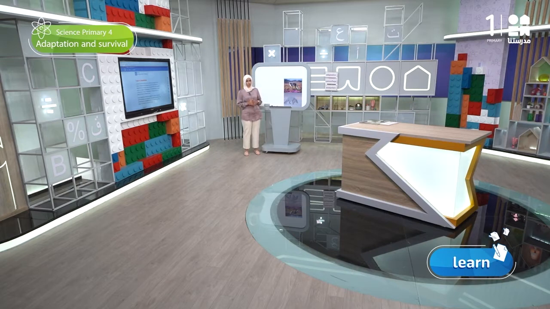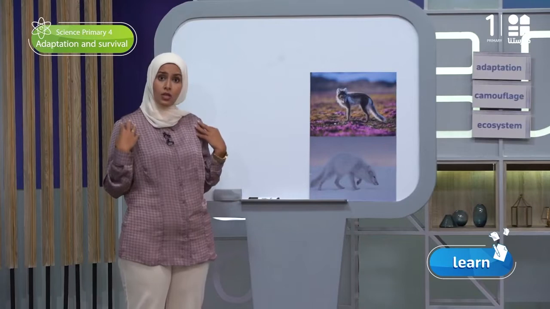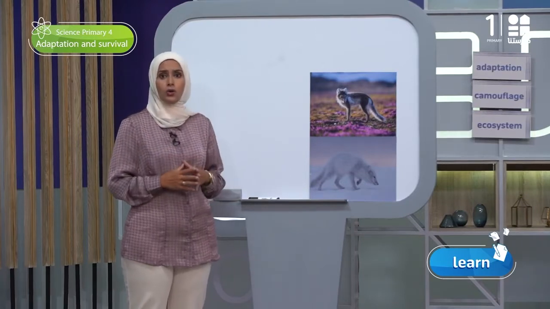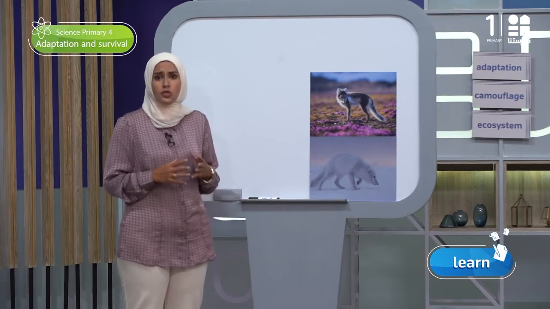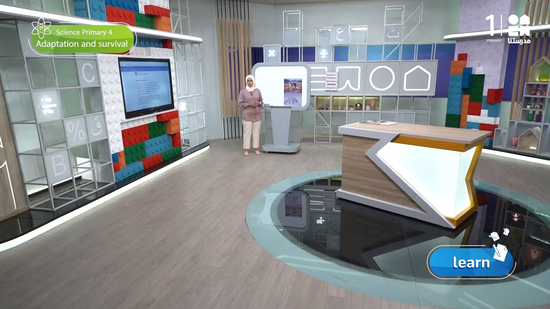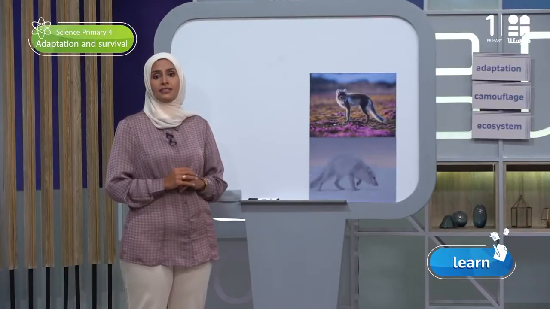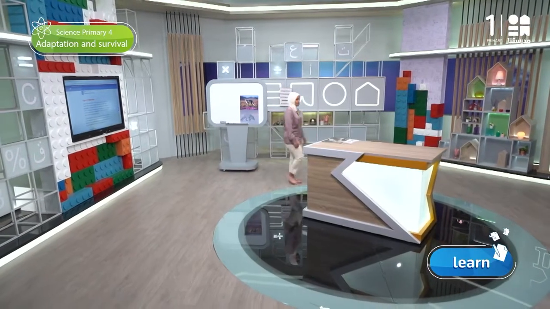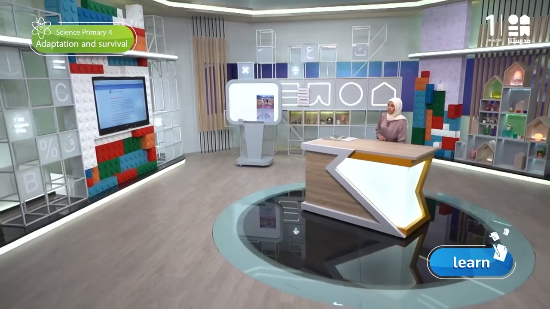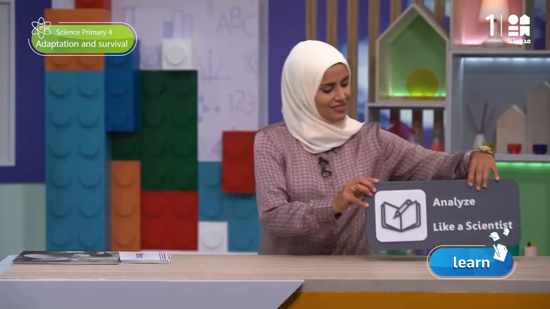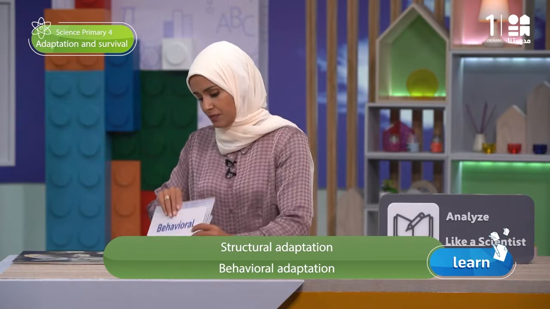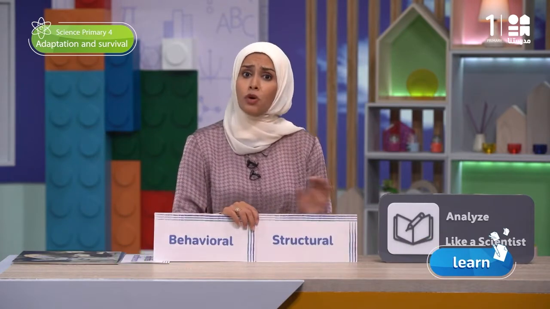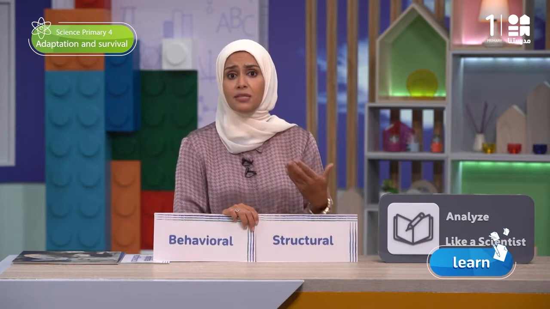But are these adaptations part of the animal's body structure, which means a physical feature, or does the animal sometimes behave in a specific way in different situations to be able to survive? To answer this question, we will learn more in this activity, Analyze like a scientist. In this activity, we will learn two main types of adaptation: structural adaptation and behavioral adaptation. Before we start the activity, let's explain the difference between them.